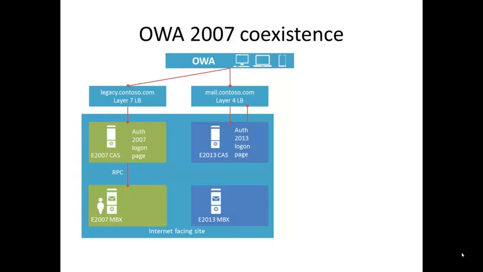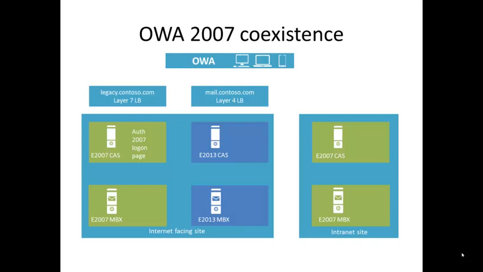Then the request will be sent to the Exchange 2007 Mailbox server using RPC. So you have a two-way authentication page, or you have to authenticate twice. If you are using TMG, there's a way to work around it.